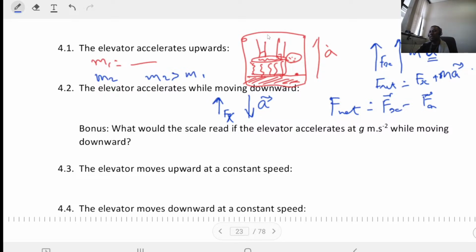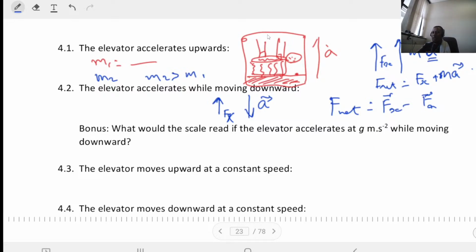Of course, instead of taking your scale with you in the elevator, you could just sense what you feel. When the elevator starts to move upward, you become heavier, as if something is pushing you up. You become heavier for yourself. If the elevator is going down, you become weightless and you feel kind of in the air. You could feel this one.